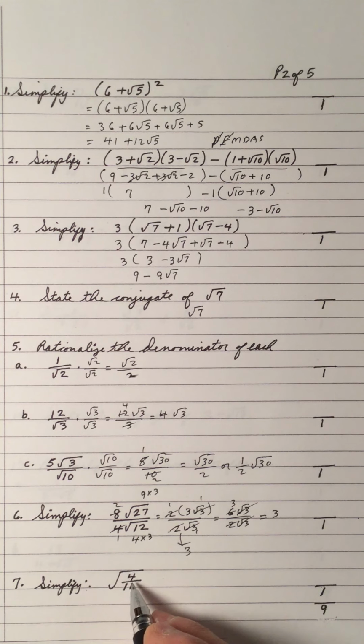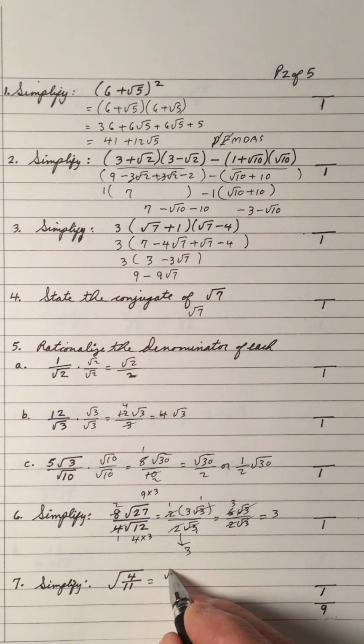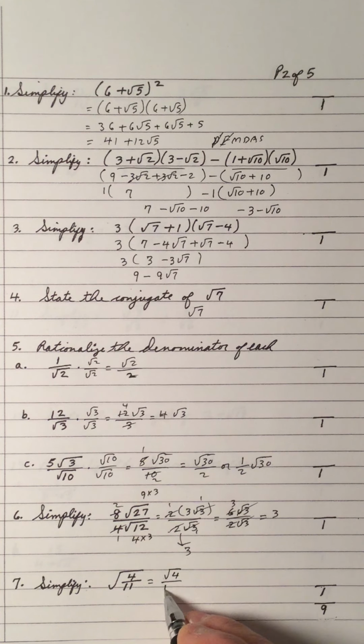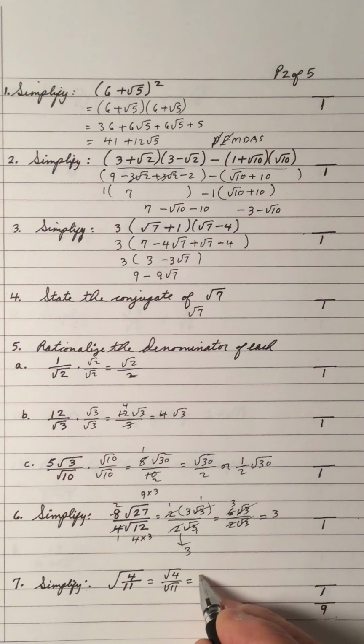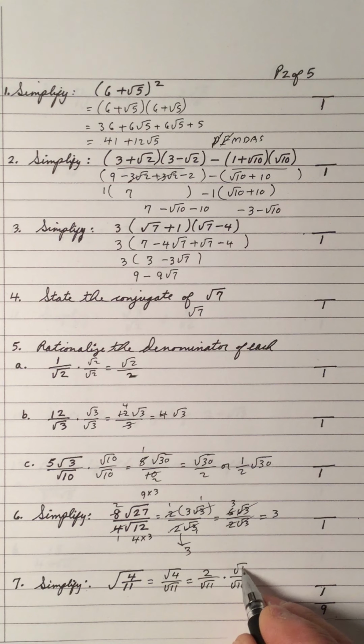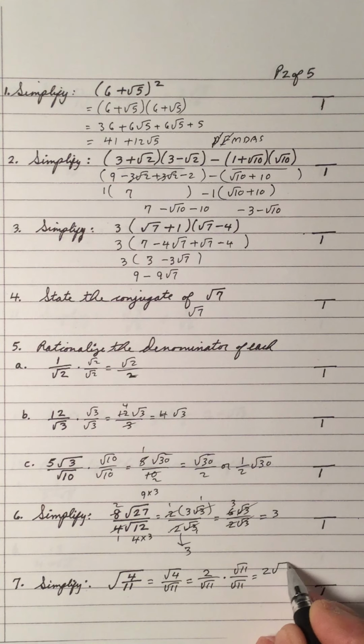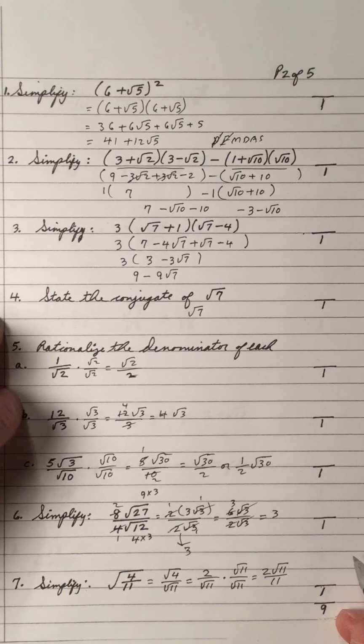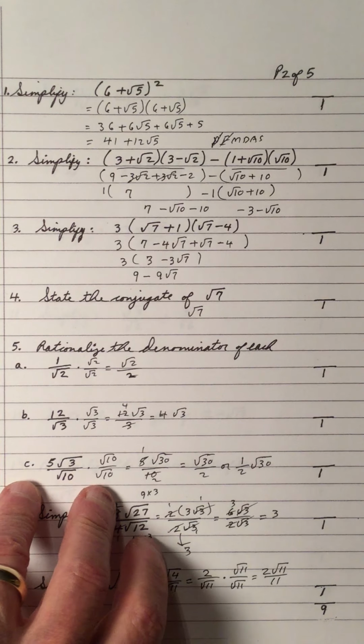Simplify the square root of 4 over 11. Well, we're not allowed to have a fraction underneath a radical, so we break it up into the root of 4 over the root of 11. And when you do that, the square root of 4 is 2 over root 11. So we have them simplified, and now we rationalize, root 11 times root 11. So that's 2 root 11 over 11. Give yourself a mark if you're right. And the total on that page is 9.